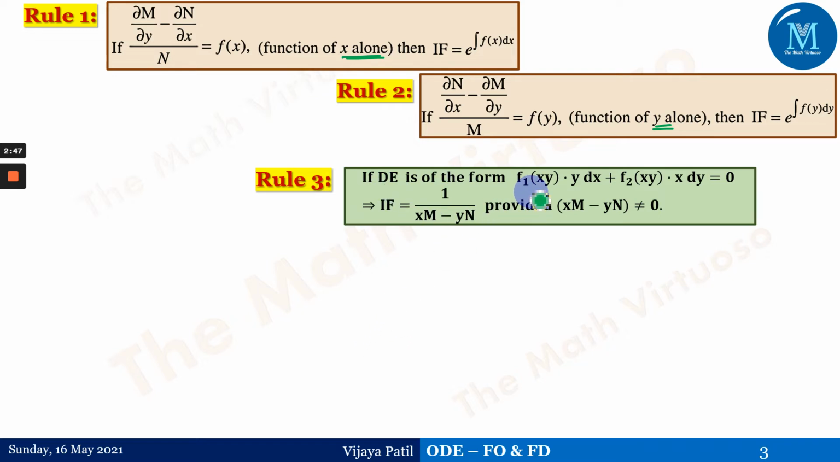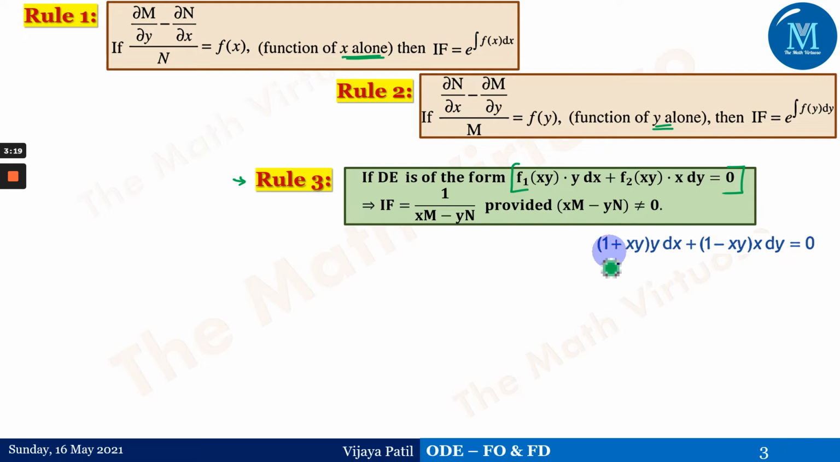So now you can identify whether rule number 3 is applicable for the differential equation or not to find the IF. You can get it just by looking at the given equation. The given equation has to be in this form: a function of the product xy into y dx, plus a function of the product xy into x dy. For example, observe (1 plus xy) into y dx plus (1 plus y minus xy) into x dy equals 0.